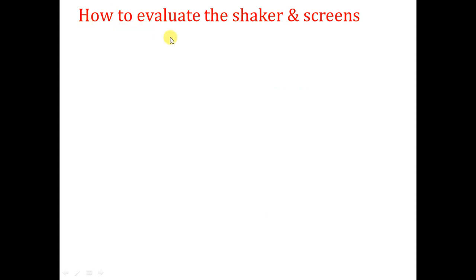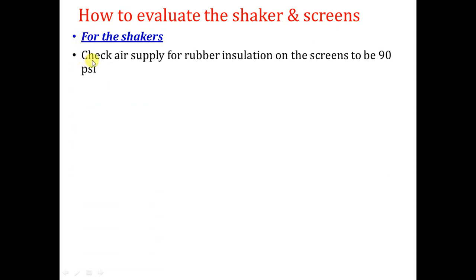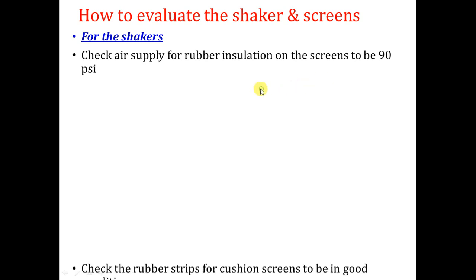Now, how to evaluate the shakers and screens? How can you evaluate that the shaker is working properly? Okay, number one, check the air supply for the rubber insulation on the screens to be 90 psi. This is very important for the isolation and in order not to permit the solids to escape from the side below the rubber.